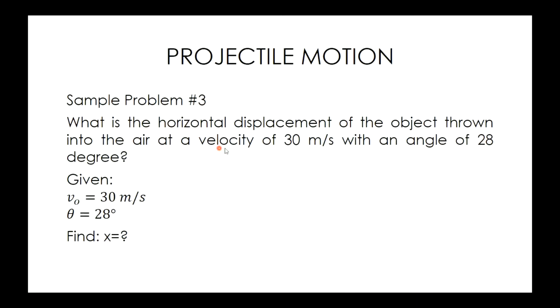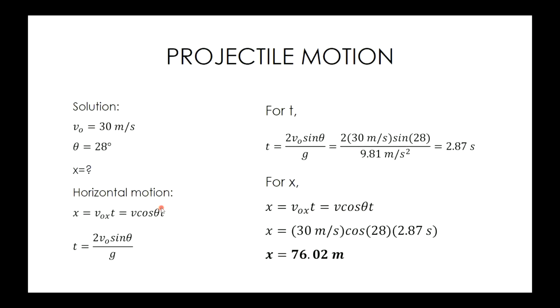So, again, meron tayong initial velocity, 30 meters per second. Meron tayong angle of trajectory, 28 degrees. Ang hinahanap ay ating displacement. So, let's find out kung ang displacement natin is within the projectile or it will be the same as our range. So, meron tayong formula for displacement. Again, it will be x component times time of flight. Pero ang time of flight, meron tayong formula na 2 V0 sine theta over g.